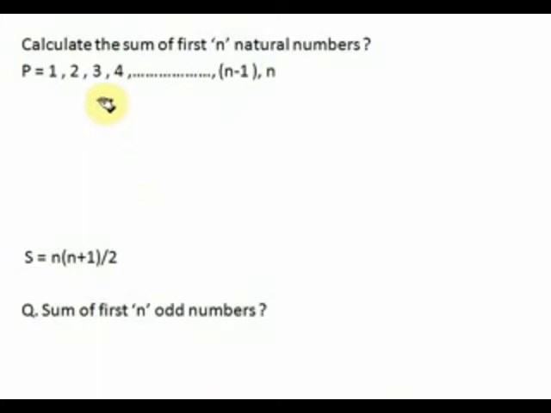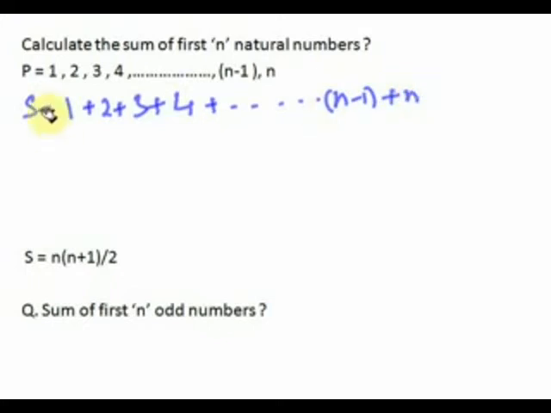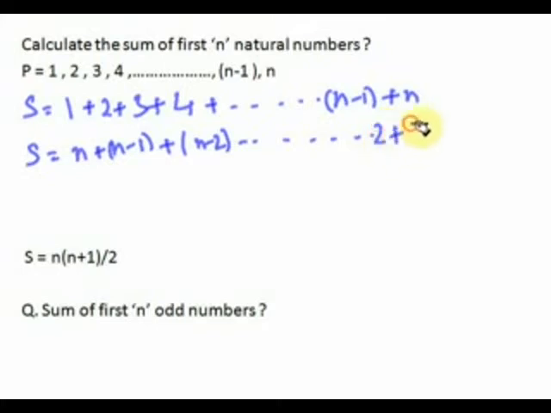Let's look at more examples. Now we have to find the sum of first n natural numbers, 1, 2, 3, 4, 5 up to n. So if we write S equal to 1 plus 2 plus 3 plus up to n minus 1 plus n, we have to find the value of S, the sum of first n natural numbers. If we write S in reverse order, we'll write n first, then n minus 1, then n minus 2, and this will go up till 2 plus 1.